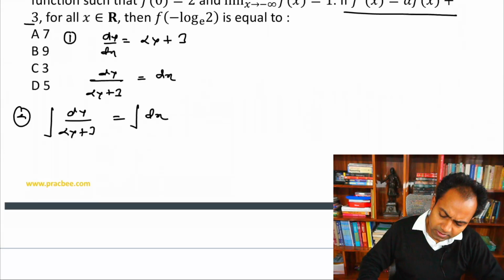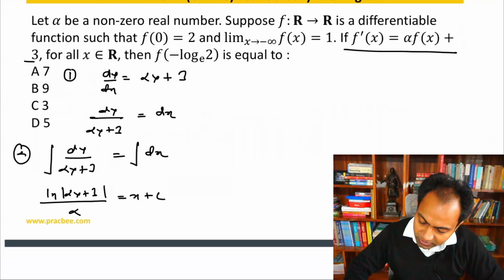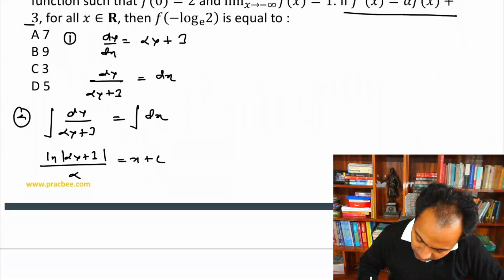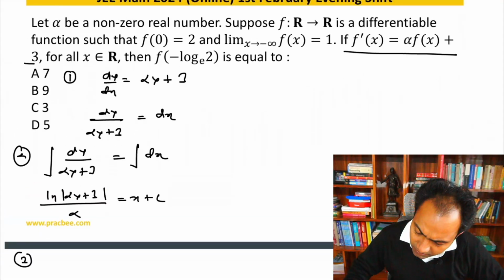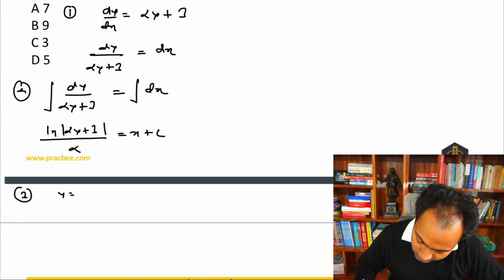Now if I integrate, the integration is very simple. This will become ln of alpha y plus 3 divided by alpha, equal to x plus c. Now let us find the value of c first and then do something else. In the third part, let us figure out the value of c, and for that they have given that the value of the function is 2 at 0. So y is equal to 2 when you put x equal to 0.